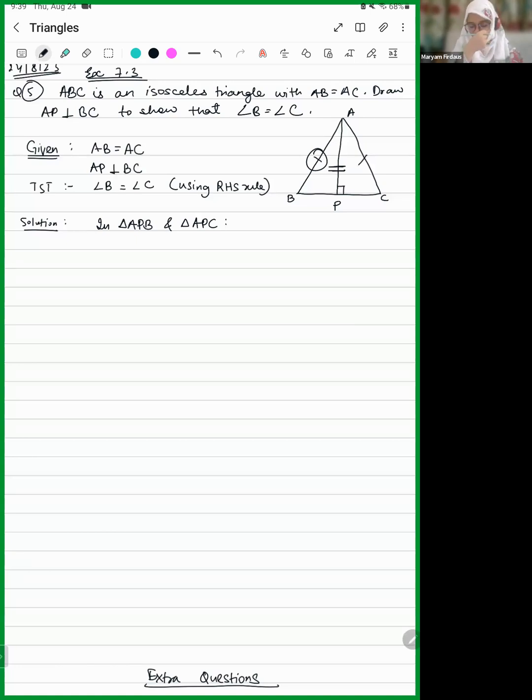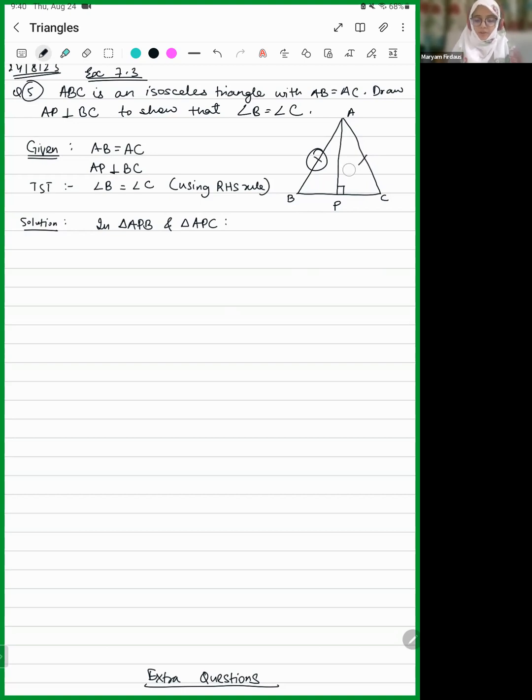See, in this question, they have stated very specifically that draw AP perpendicular to BC to show that angle B equals angle C. In that case, if you want to use previous theorems, you already know that angle B is equal to angle C, because in an isosceles triangle, angles opposite to equal sides are equal. So how about we just write that in one sentence and our thing will be proved? But that's not the purpose over here. The purpose of this question is to use the RHS rule to find the fact that these two angles will be equal.